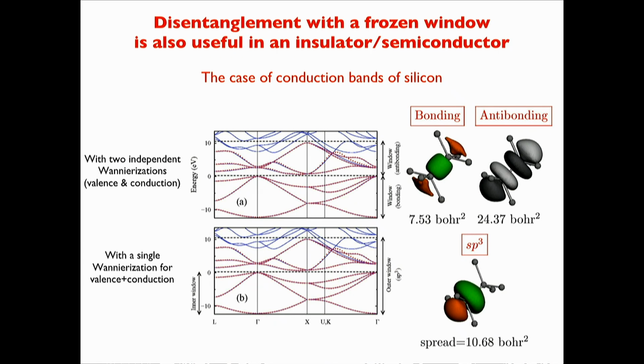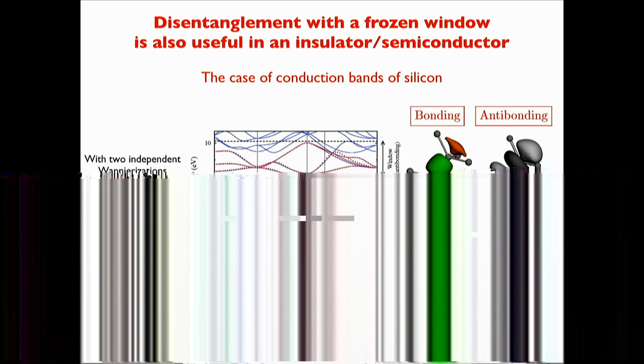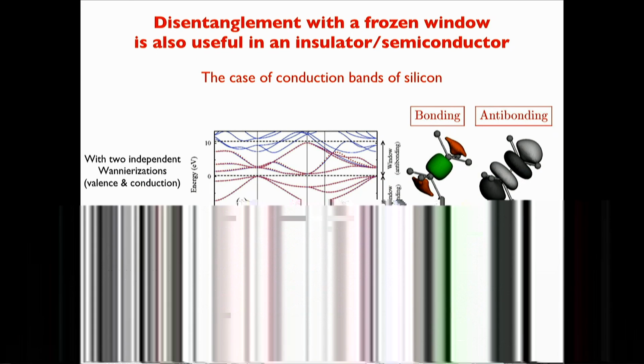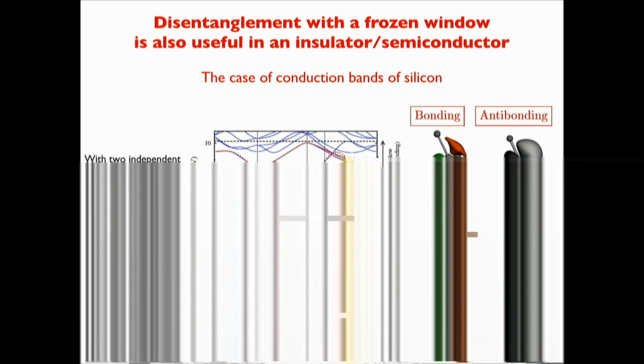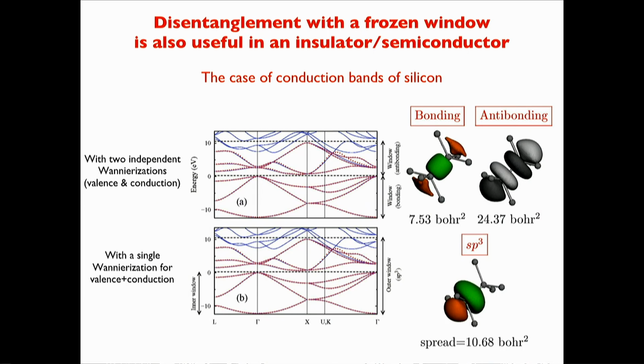Now, the other thing I can do, and what you typically do, instead, is take this as a window. You do just one Wannierization. Here you do one and one, 4 and 4. Here you do just one Wannierization with 8 states. And what I get instead is something where the total spread is smaller. It's 10 instead of being 24 plus 7. And you get sp3-like orbitals. Okay, you get 4 of them around each atom. These are atom-centered, and there are 4 of them.